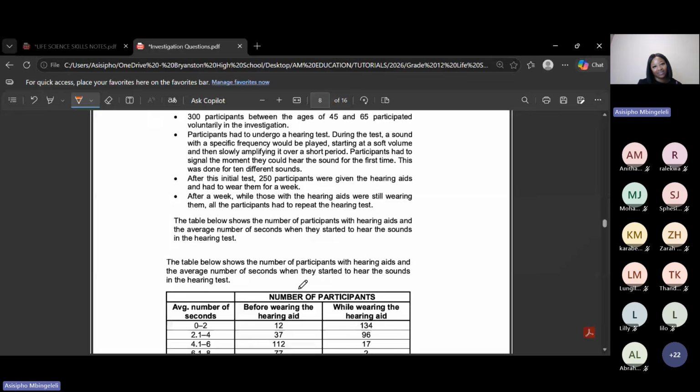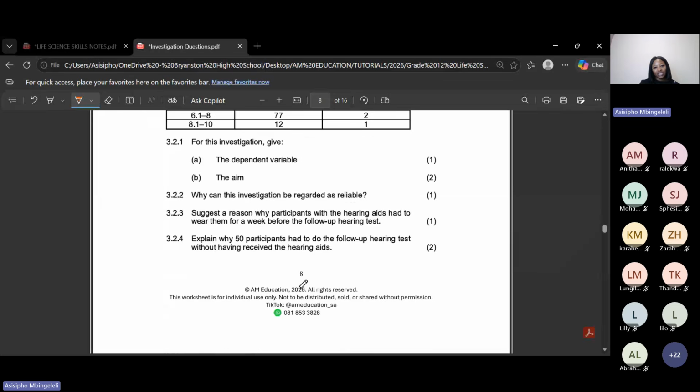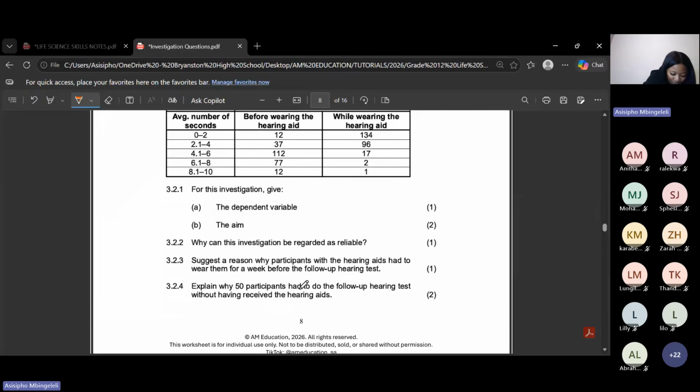Ooh, okay. I guess we can't go beyond this because of time. But can I just highlight a few things to show you the repetition of these things? From the investigation, you are asked the dependent variable. I'm going to send you this document. You'll receive it for free. If I don't, just say, ma'am, investigation document, and then I'll send it to you. The aim there. Why can this investigation be regarded as reliable?